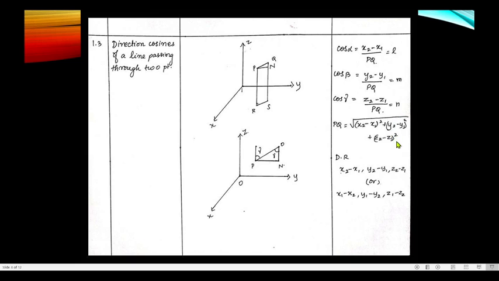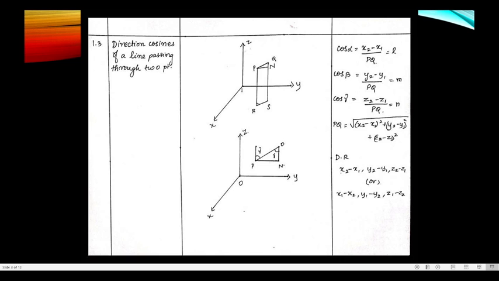PQ here is equal to root of x2 minus x1 the whole square plus y2 minus y1 the whole square plus z2 minus z1 the whole square. This is nothing but the distance formula. From this we can find the direction ratios also. Here we have seen the direction cosines. By 2 points, how do we find the direction ratios? This is the formula: x2 minus x1, comma y2 minus y1, comma z2 minus z1, or x1 minus x2, comma y1 minus y2, comma z1 minus z2.